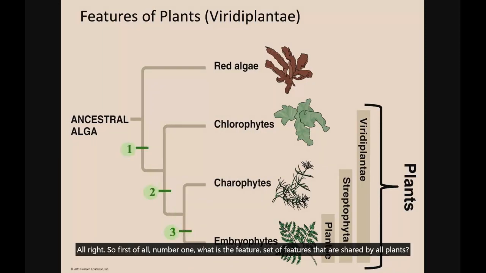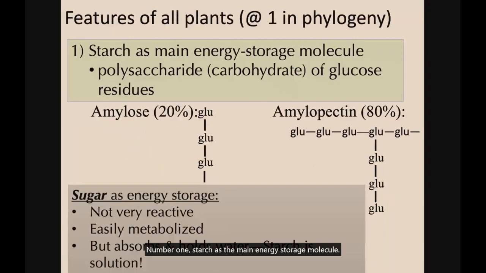All right. So first of all, number 1, what is the set of features that are shared by all plants? Number 1, starch as the main energy storage molecule. This is a big difference between plants and animals. As you know, animals use glycogen as the main energy storage molecule. Plants don't do that. Plants use starch.